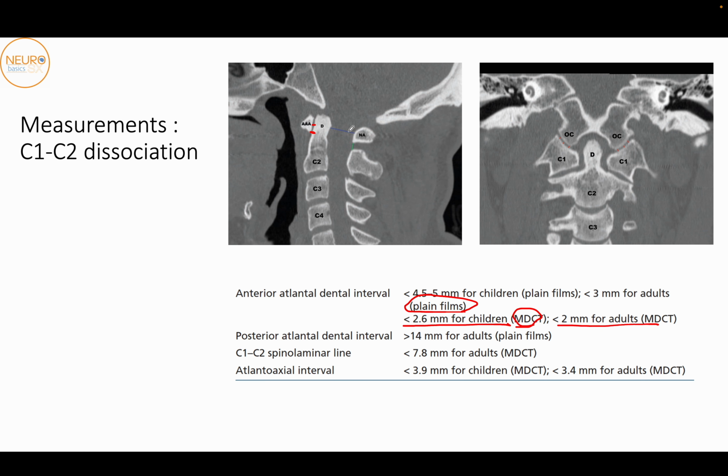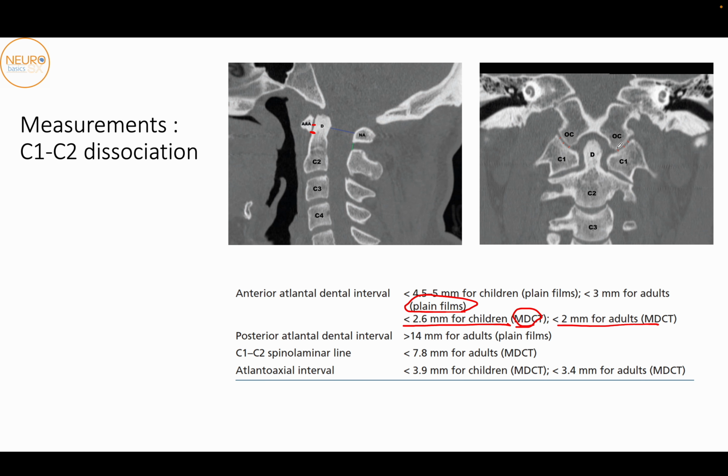The posterior atlantodental interval basically measures how much space is there in the spinal canal. So that is also important for C1, C2 dissociation. You can also measure the C1, C2 spinolaminar line over here along the anterior border of the spinolaminar junction. And something known as the atlantoaxial interval.